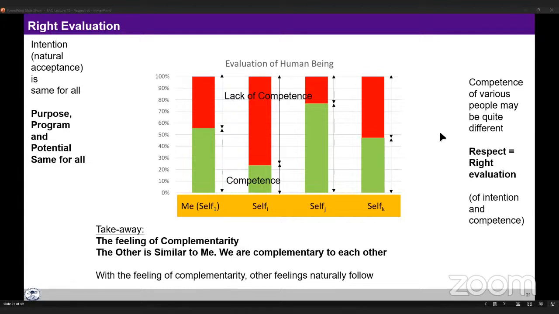So potential is the same, but I may not have realized it. For myself, I can see that I have not realized that potential, but that is my goal. My competence is here, and I want to bring it here. This person's competence is here, and he is also working to bring it here. This person's competence is very low, and this person is also working to bring it here.